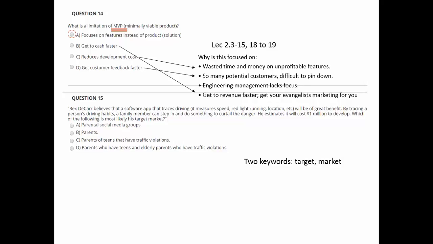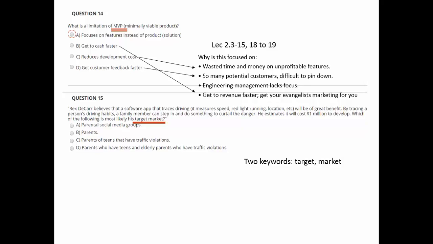Okay, question 15. Rex Dakar believes that a software app that traces driving and measures speed, red light running, location, etc. will be of great benefit. By tracing a person's driving habits, a family member can step in and do something to control the danger. He estimates it will cost $1 million to develop. Which of the following is most likely his target market? Target market.